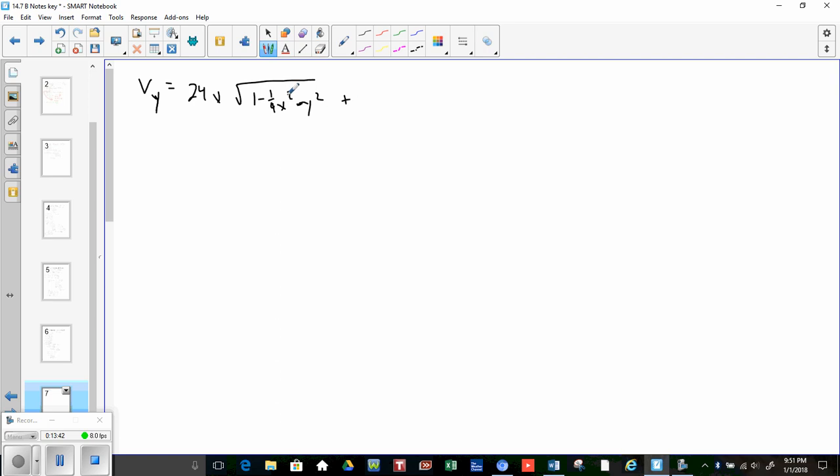plus the derivative of this, which is going to be 1/2 over the whole square root again. I'll write it in this time. And then the derivative of the inside of this is going to be, what is it, negative 2y times the first, which was 24xy. And we have to set that equal to 0.